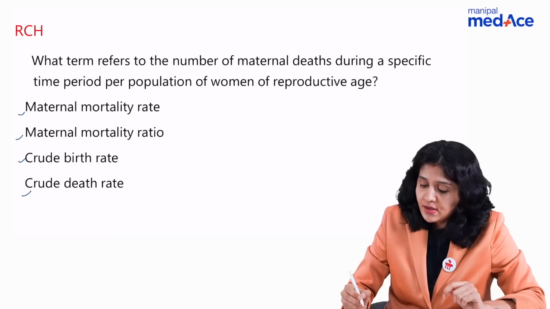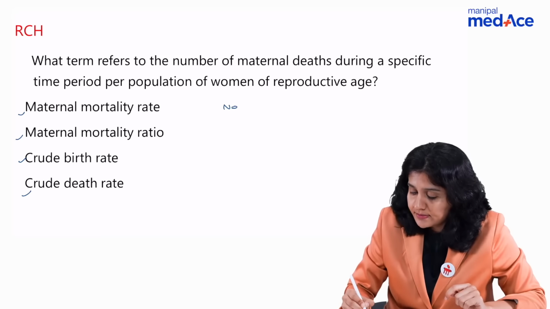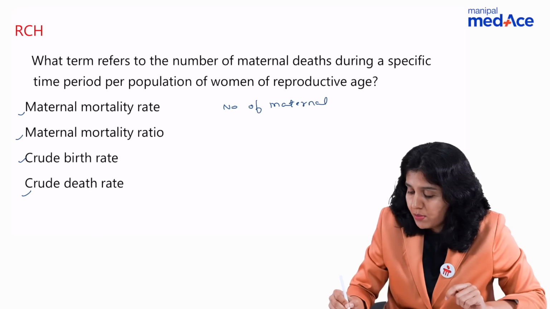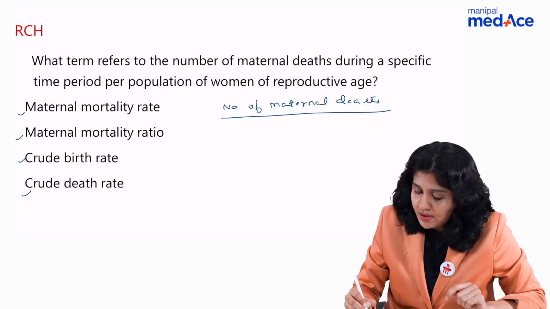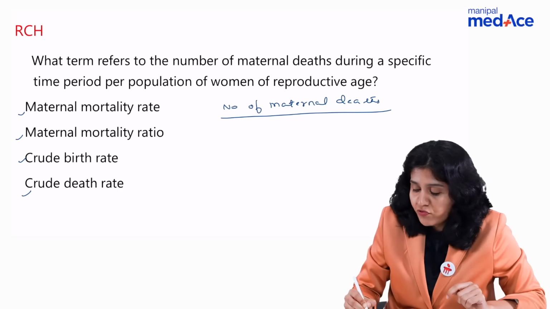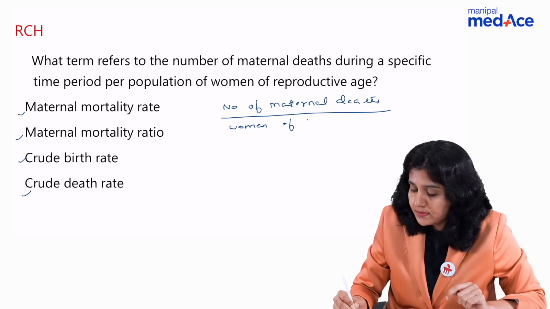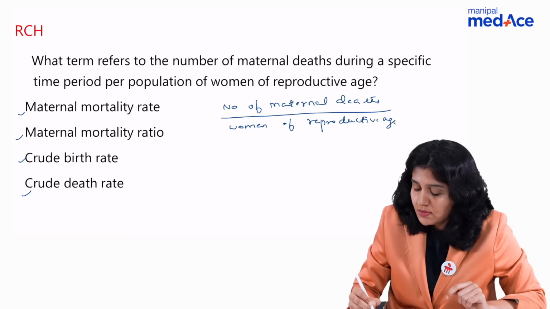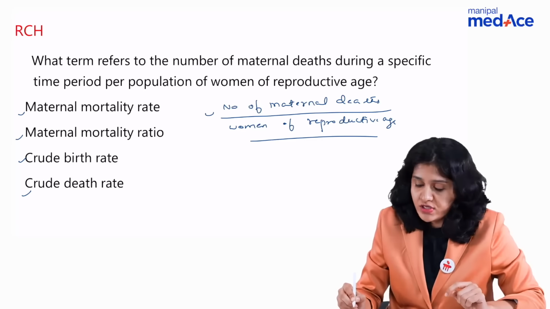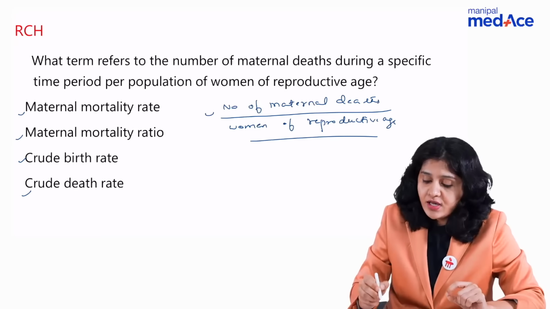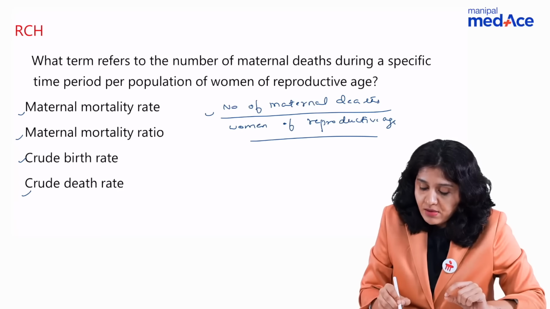So what is the numerator? Number of maternal deaths, right? Number of maternal deaths is the numerator. In the denominator, population of women of reproductive age group. So number of maternal deaths, is it a part of women of reproductive age? Of course, yes. So this becomes a rate. So the correct answer for this question is maternal mortality rate.